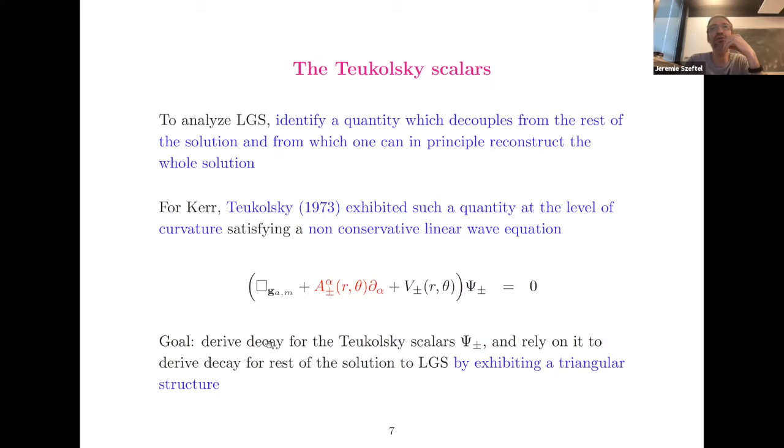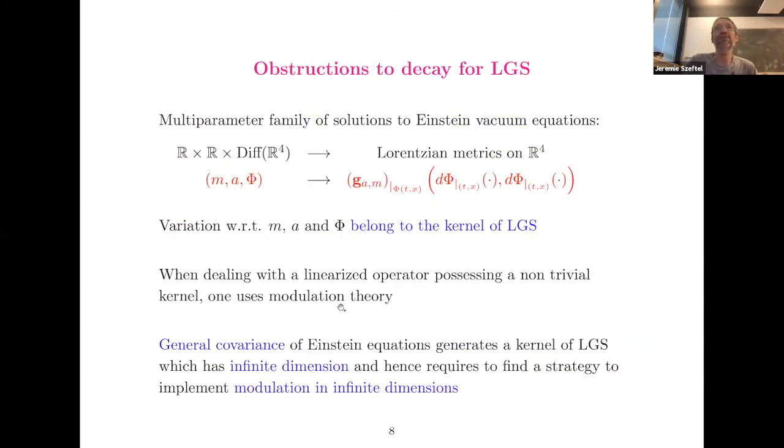So the goal after the work of Teukolsky is to try to prove decay for the scalars psi plus and psi minus, the so-called Teukolsky scalars. And then, starting from there, derive decay for the rest of the solution to the linearized gravity system by precisely exhibiting a kind of triangular structure as I described. Before providing results on the linearized gravity system, let me mention first an obstruction to decay. In other words, you cannot expect to get decay for the linearized gravity system because there are obvious obstructions. So let me mention them.